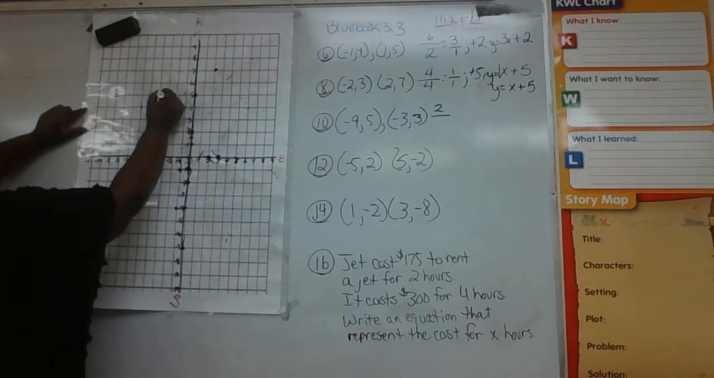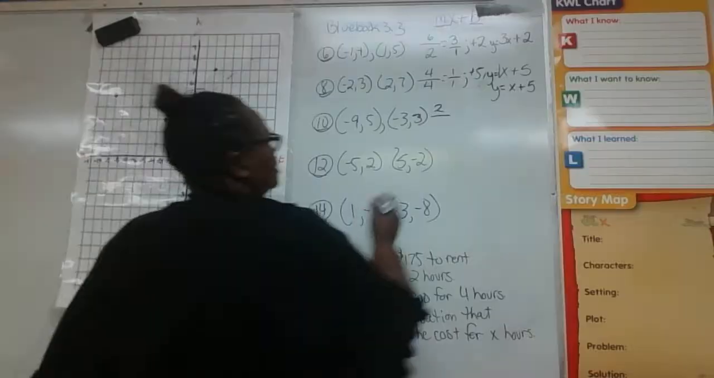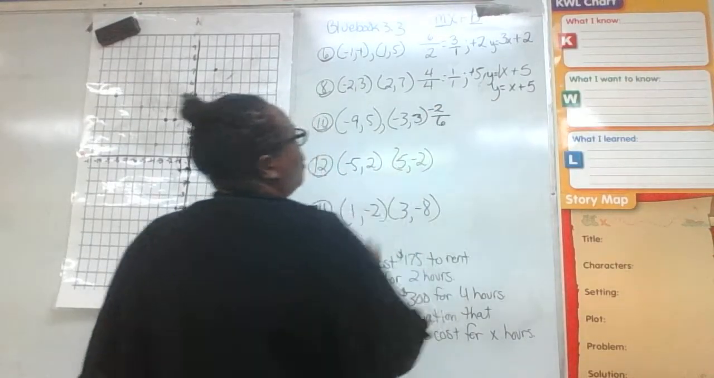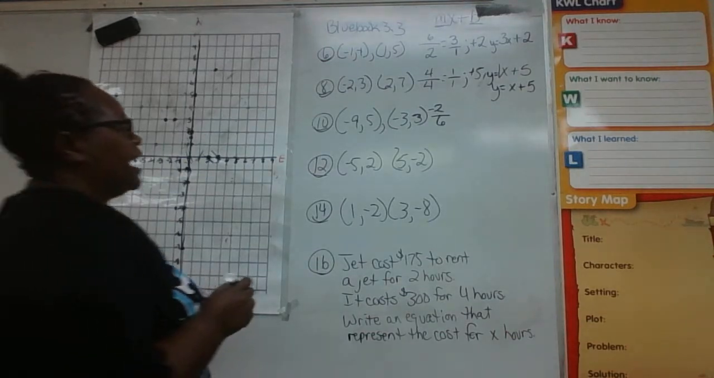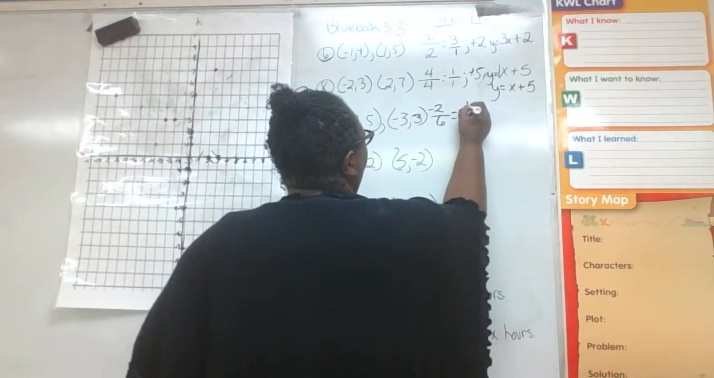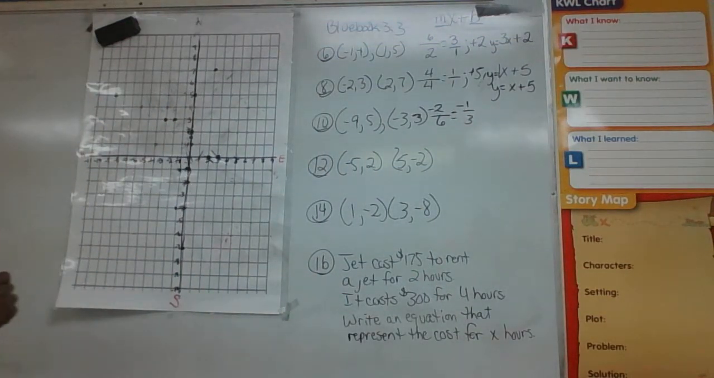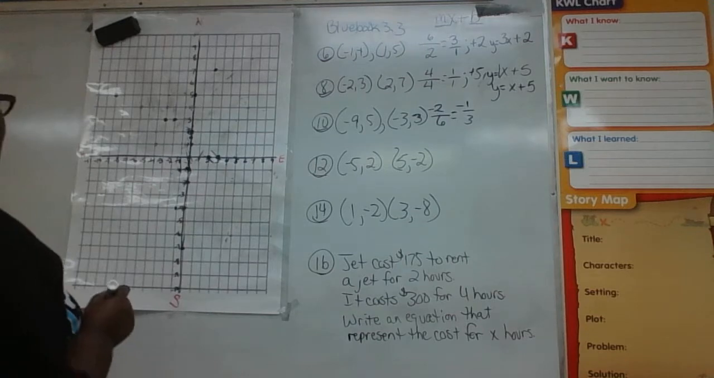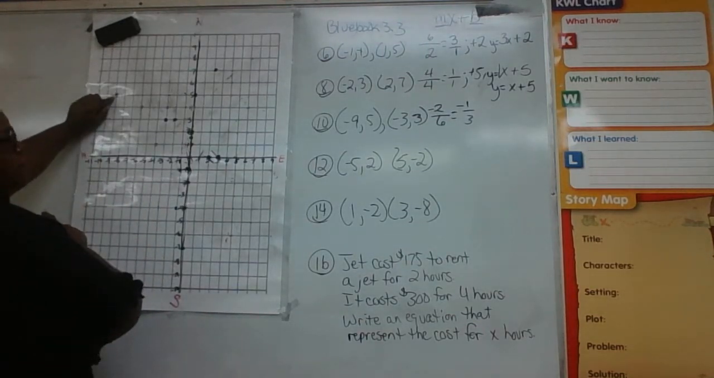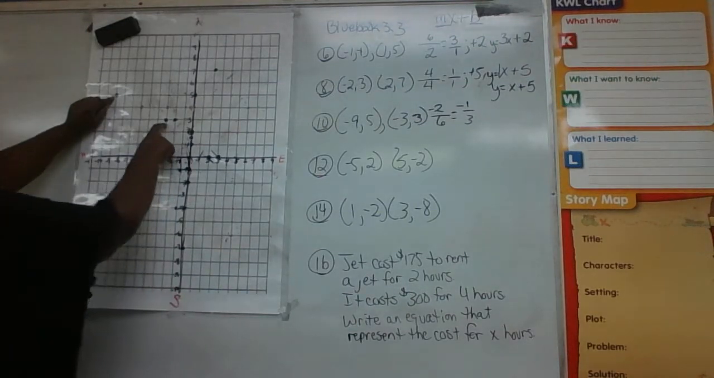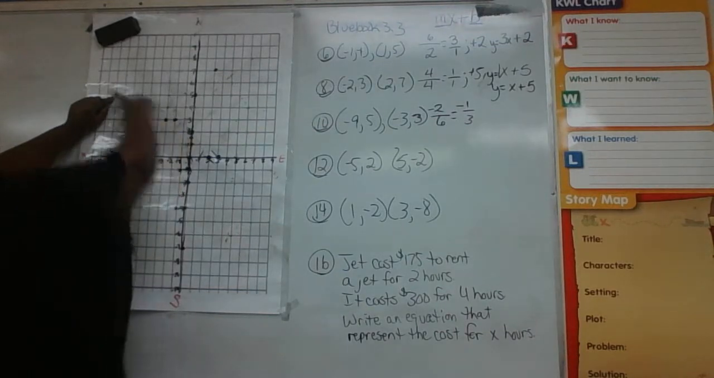Let's start: 1, 2, 3, 4, 5, 6. That makes the whole slope negative. So 2 over 6 simplified gives you 1 over 3, and it's negative. Let's see what the intercept is. We have a negative 9 with a positive 5 and a negative 3 with a positive 3, and we're going to rise 1 and run 3, making it a negative progression.